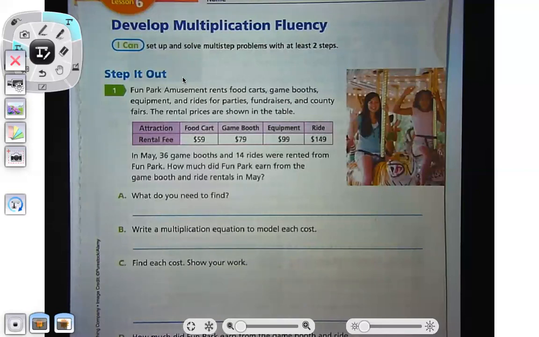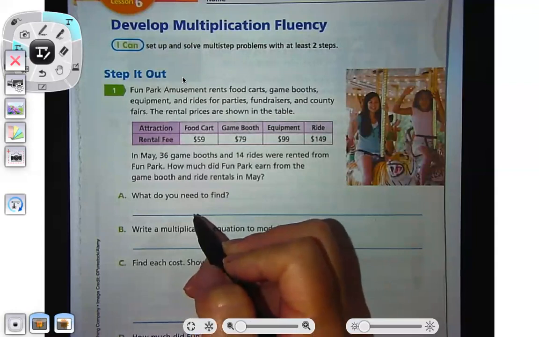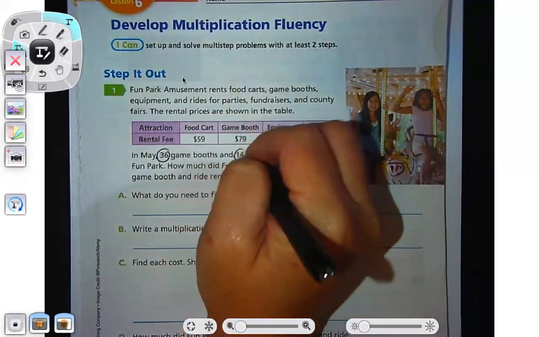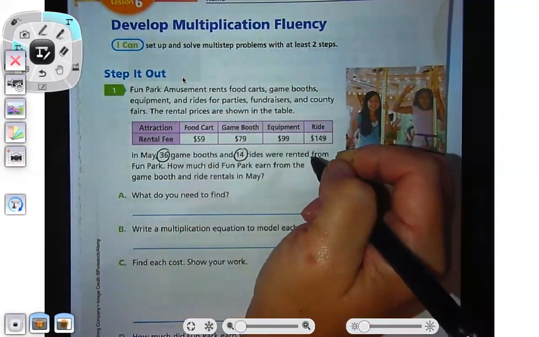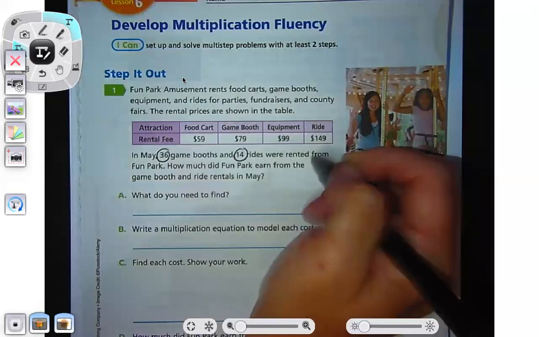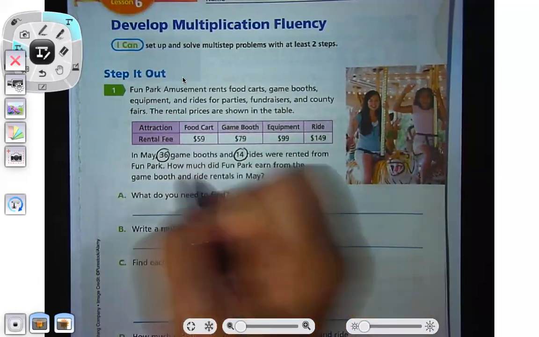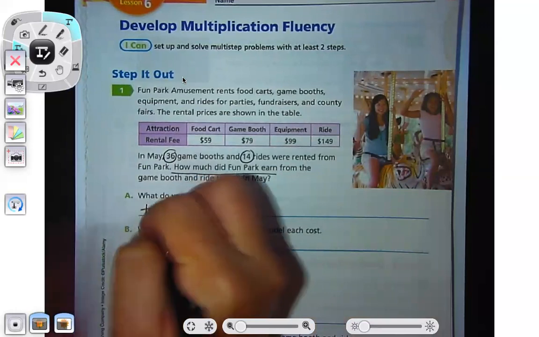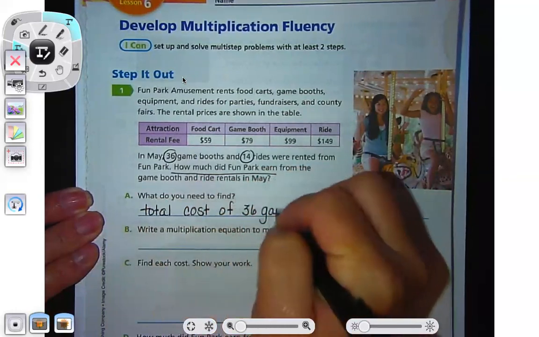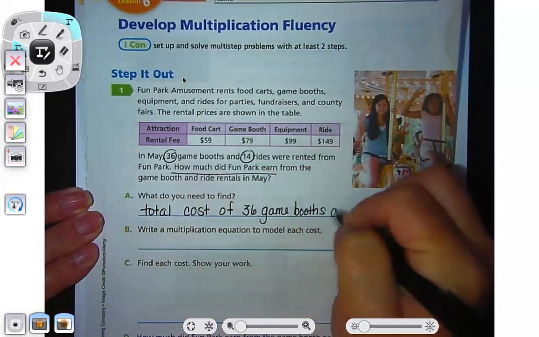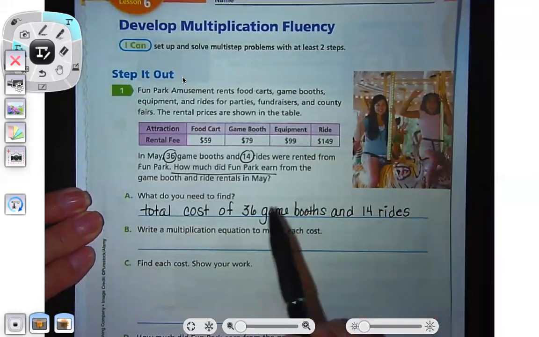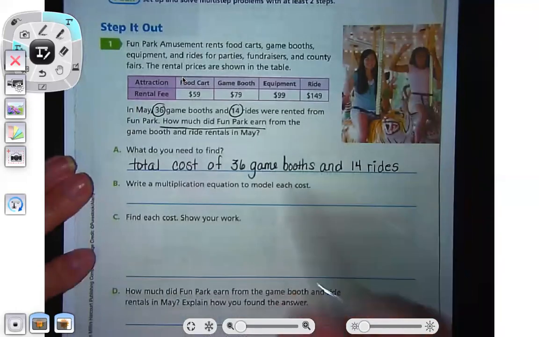So it says, what do you need to find? Well, you see my important numbers here. There's 36 game booths rented and 14 rides rented from the Fun Park. So when it asks how much or what do we need to find, we're looking for the total cost. How much did Fun Park earn? So I'm looking for the total cost of 36 game booths and 14 rides. That is always most important, to know what the problem is asking me to do.